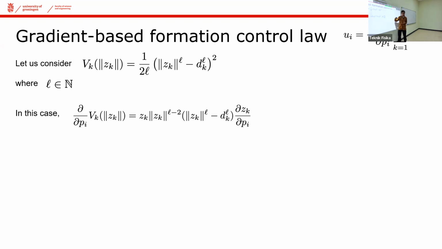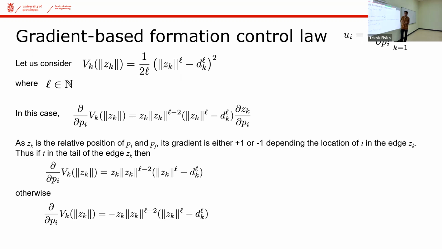Remember that zk is Pi minus Pj, and when you calculate the gradient of Pi minus Pj with respect to Pi, then it's just 1, because you take the gradient with respect to Pi. And that means that this one, for Pi, is just equal to this with a plus in front of it, but it will become minus if you take the gradient with respect to the other end of the edge, which is the minus part in the Pi minus Pj. So it is either plus or minus of this one.